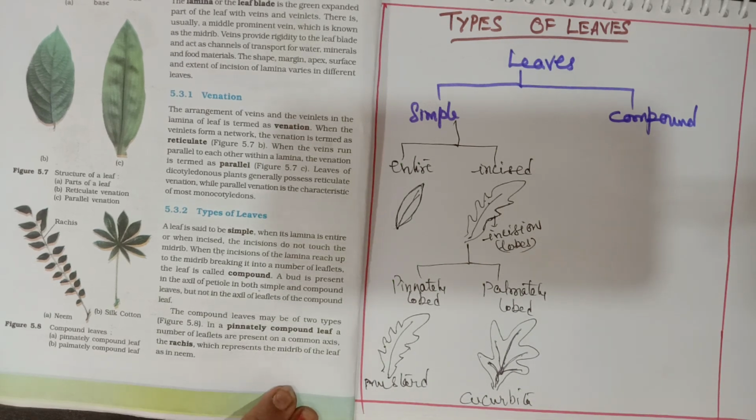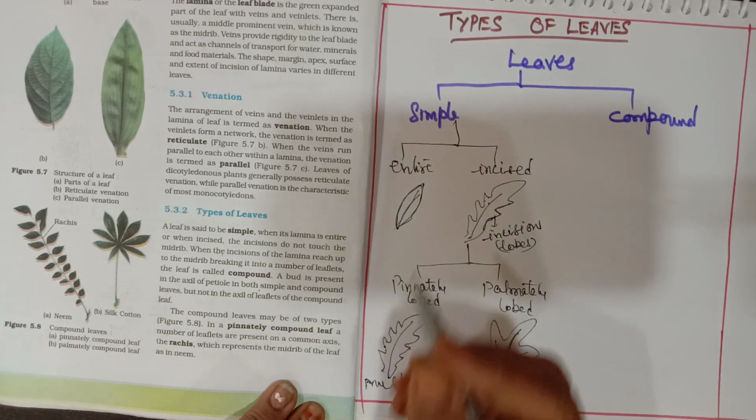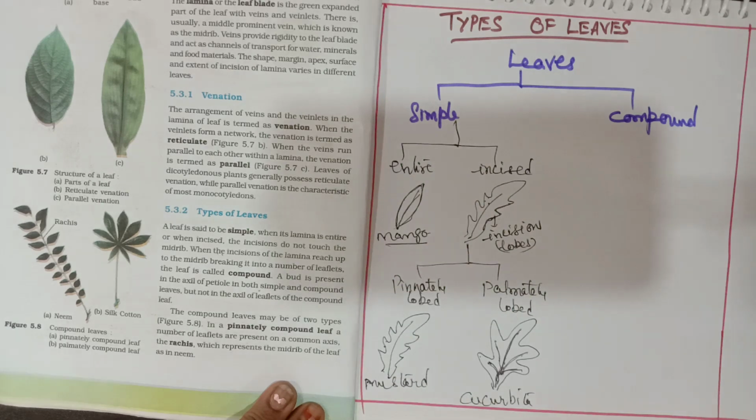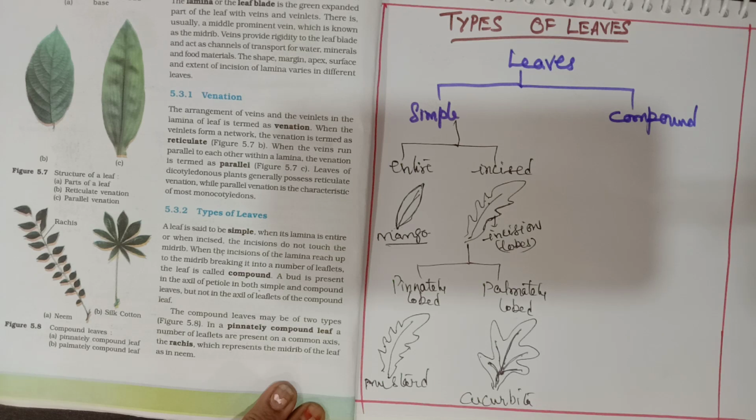So these are the types of simple leaves: entire and incised. Incised means lobed, and lobed again is pinnately lobed or palmately lobed. For entire leaves, you can give many examples, like mango or hibiscus. All these come under simple and entire leaves. Now let us see the compound leaves.